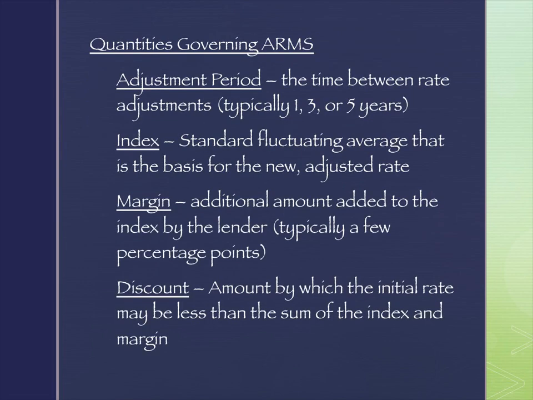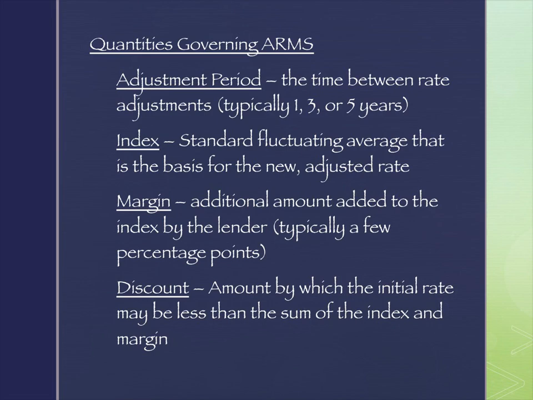And there's different things that govern ARMs. The adjustment period, it's the time between rate adjustments, typically 1 year, 3 years, or 5 years. The index, the standard fluctuating average that is the basis for the new adjusted rate. Margin is the additional amount added to the index by the lender, typically a few percentage points. Discount, the amount by which the initial rate may be less than the sum of the index and the margin.